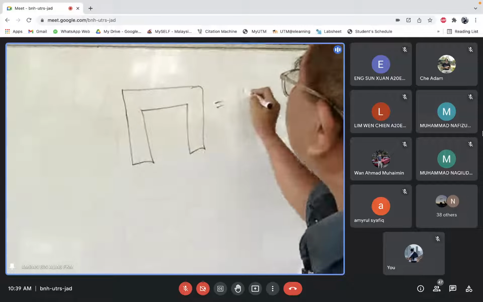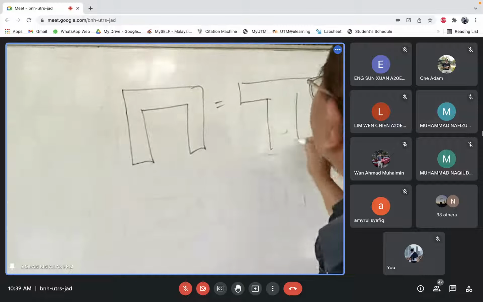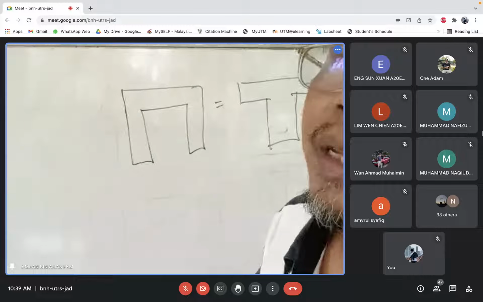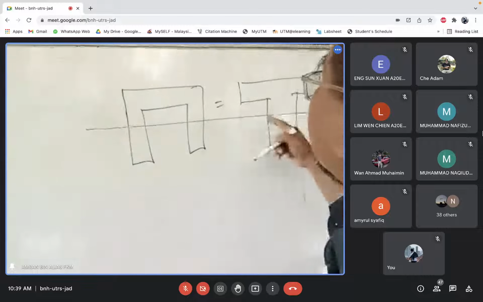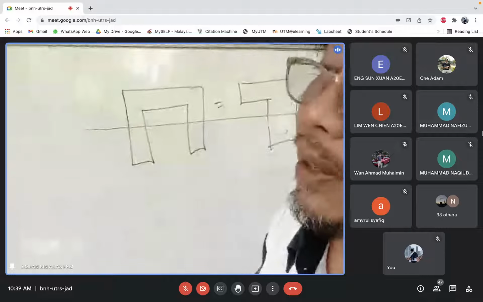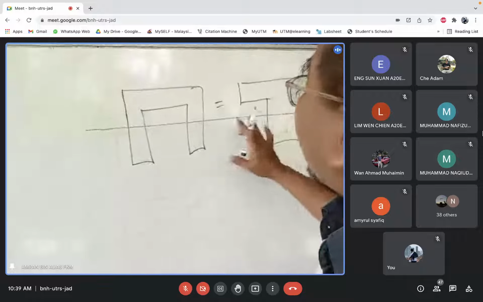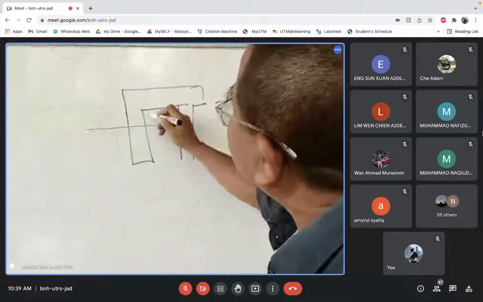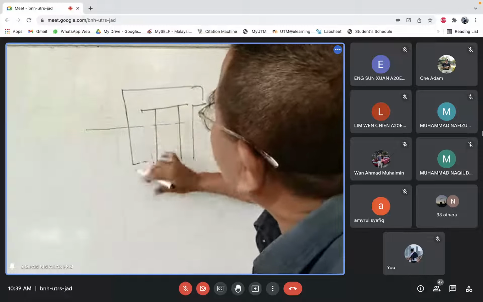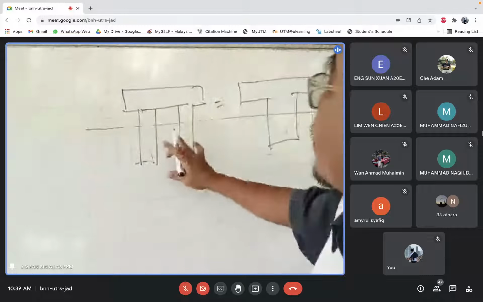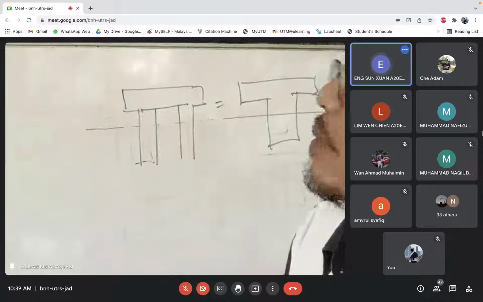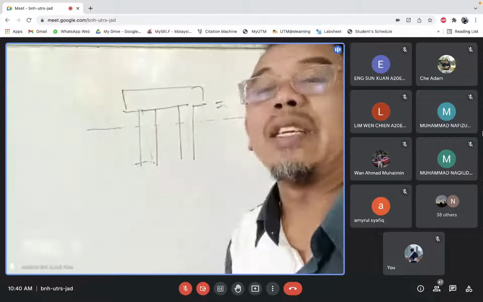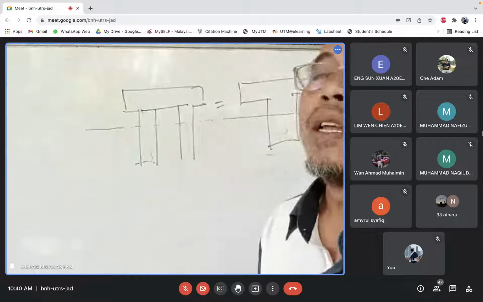Now look at this. This one, is it the same with this? The same or not? Yes, it's the same. All are unsymmetrical. If I don't do this, I put it like that. The same or not? Yes, it's the same also. You must realize all these sort of things. Okay?